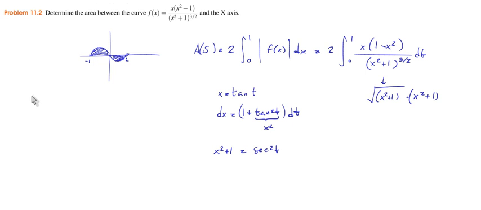Let me erase this here. So x is the tangent of t. dx over 1 plus x squared is going to be equal to dt, and x squared plus 1 is equal to the secant squared of t.